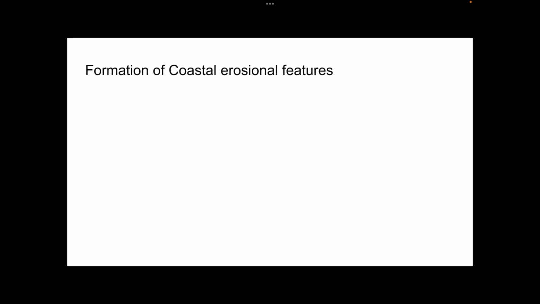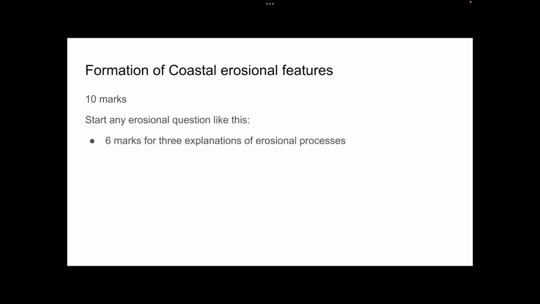Okay, now on to our coastal erosional features. There aren't as many of these as there are with your glaciated ones. So there's your headlands and bays, your caves, arches and stacks, your cliffs and wave cut platforms. Still 10 marks. Now unfortunately there's not the same 9 marks as with glaciation, but you still do get 6 marks for your 3 erosional processes. So if we do our hydraulic action, our corrosion and our solution, that should hopefully help.